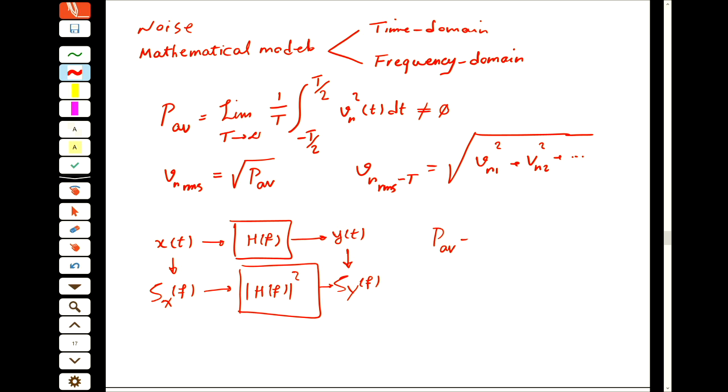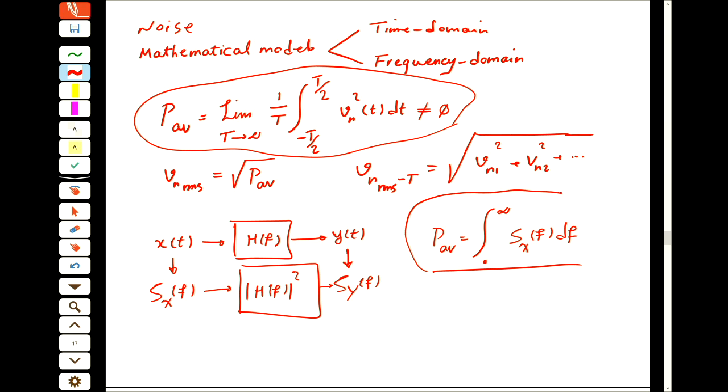Okay? We have the same definition in the frequency domain for the average power, and we said that the average power is the integral from 0 to infinity of Sx(f) df. And this value and the time domain value are similar. This is for a signal which has unlimited bandwidth. For a limited bandwidth, we have to replace the integral limits, so the total power equals the integral from FL to FH of Sx(f).